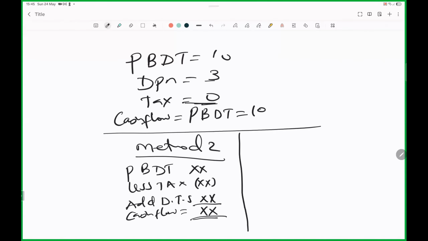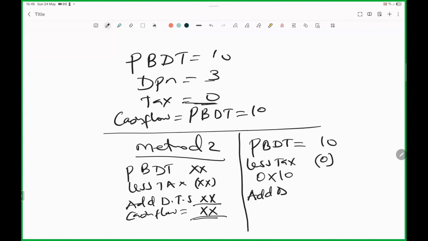Please listen. I will come here and say PBDT using this method is 10. Then we less tax out of it. Tax here is 0 times the 10. Because the rate of tax is 0, which will end up giving me 0. And then I come and add, in this case here, depreciation tax shield. Yes, I can see depreciation itself is 3. So pick 3 times tax, 3 times tax, which is 0. So 3 times 0, we are getting a 0 there. We're supposed to add this.